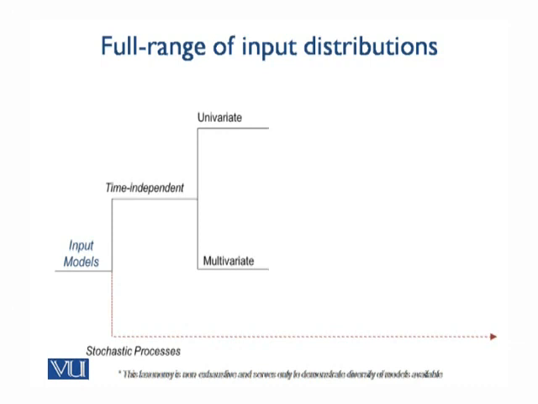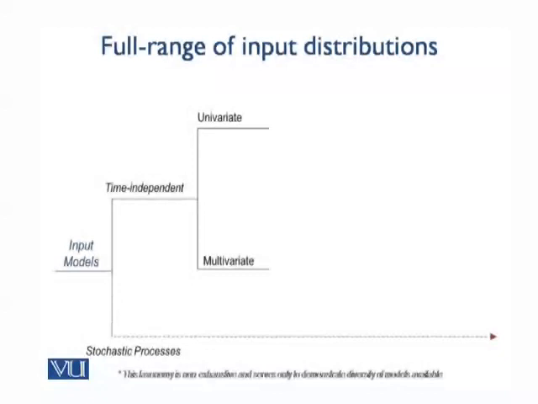And we are most familiar with univariate time-independent models that are independent and identically distributed. So because this is a time-independent model, if we choose another value, it is going to be independent of whatever we've chosen before, because we are not considering a stochastic process or a time series in which there is some dependence between successive random variables.